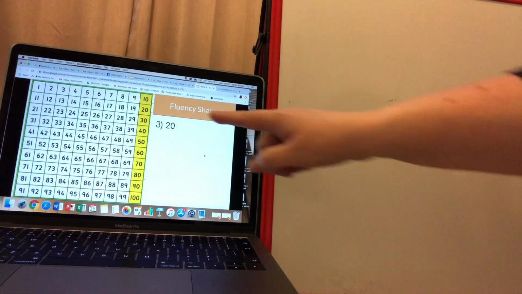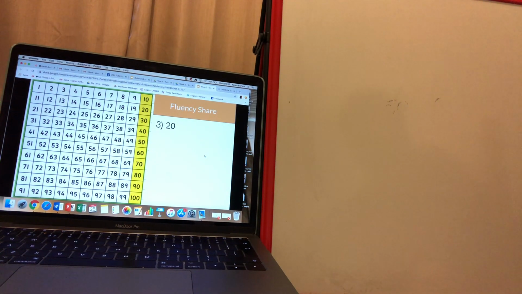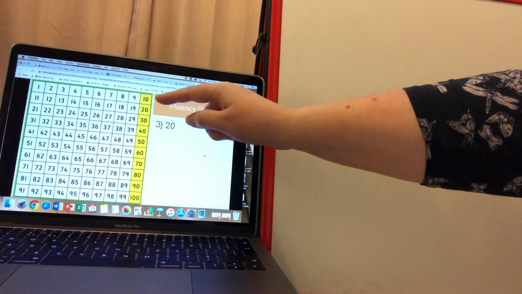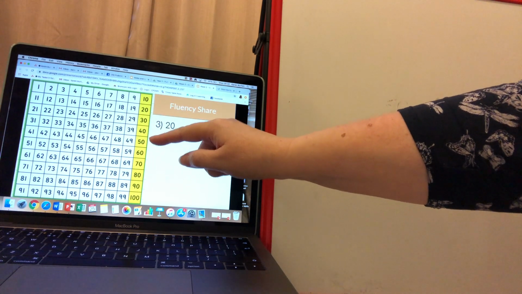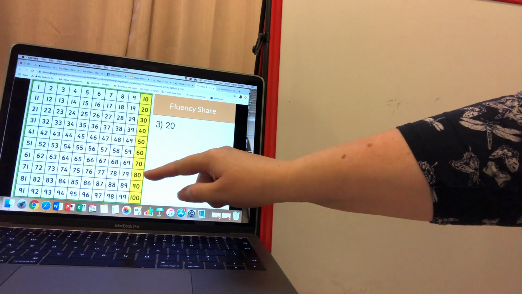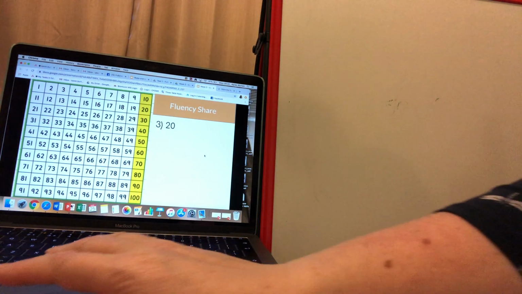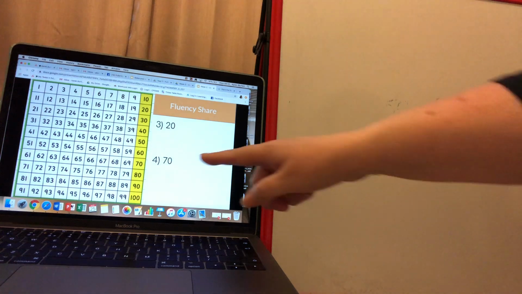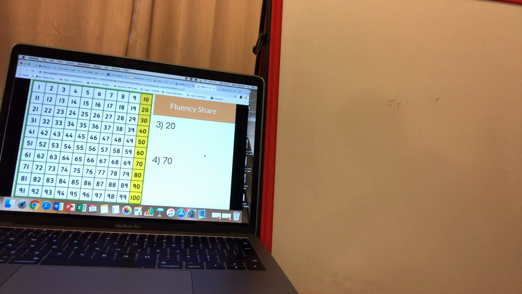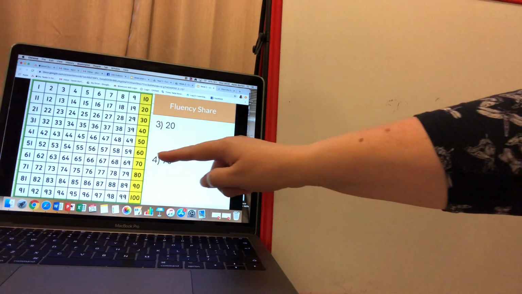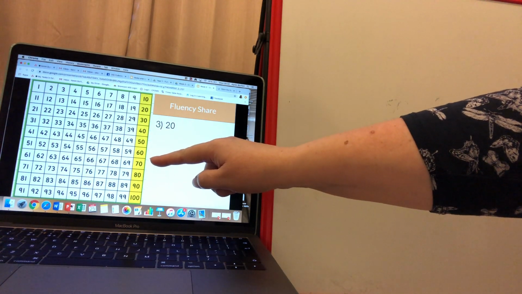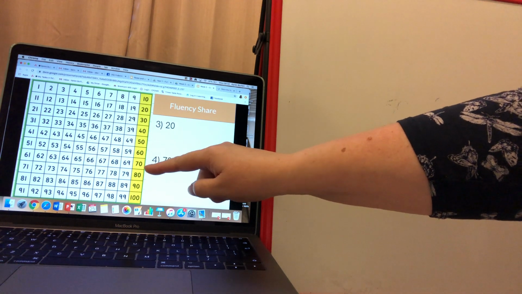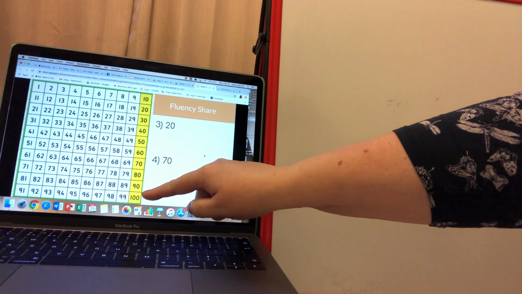Okay, question 3, can you point to this number on the 100 square? It's 20. Join in with me saying 20 and then counting on from that number. 20, 30, 40, 50, 60, 70, 80, 90, 100. Question 4, what number is this that we've got to start on? Can you find it on the 100 square on the screen? It's 70, isn't it? Let's count on in tens from 70. 70, 80, 90, 100.